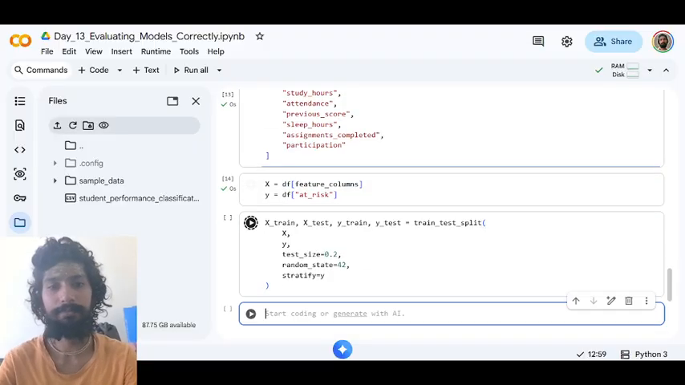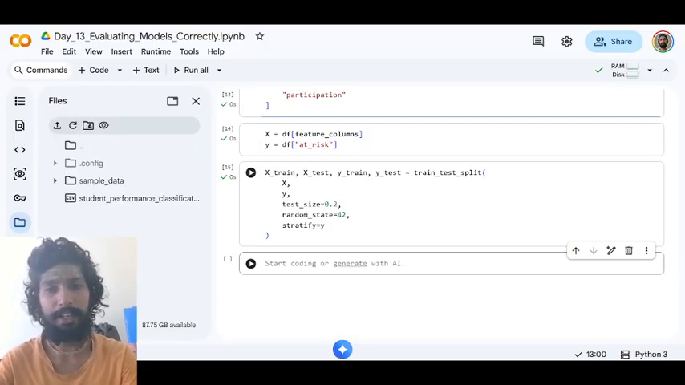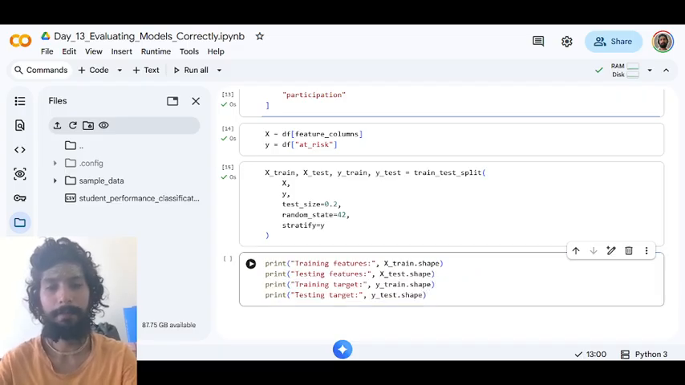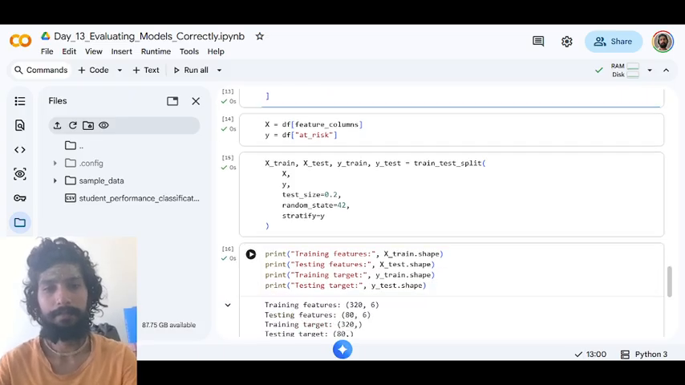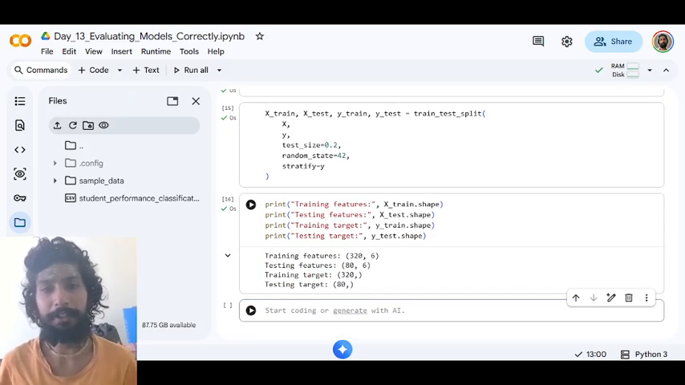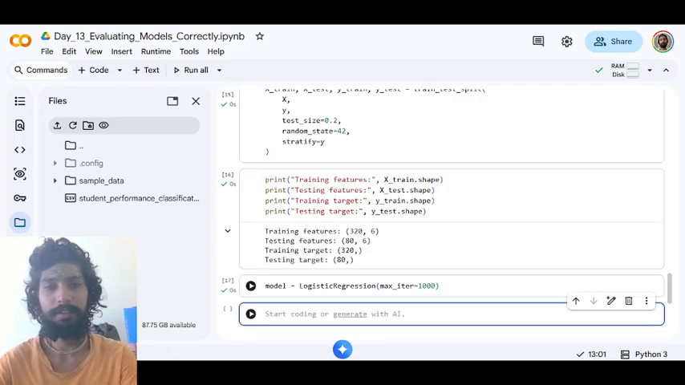Run the cell. Now inspect the sizes. The model will learn from the training data. We will evaluate it using the testing data that it did not use during training. Create the model. Now train it.